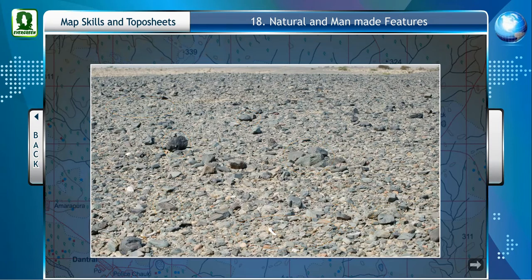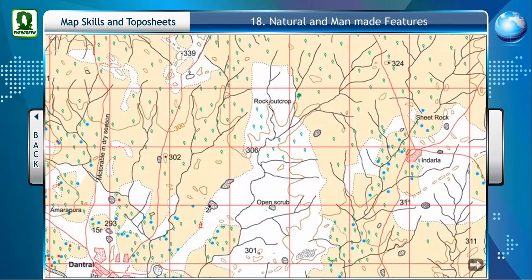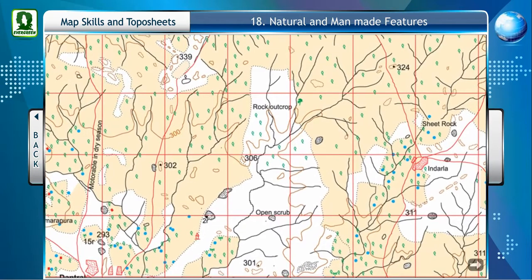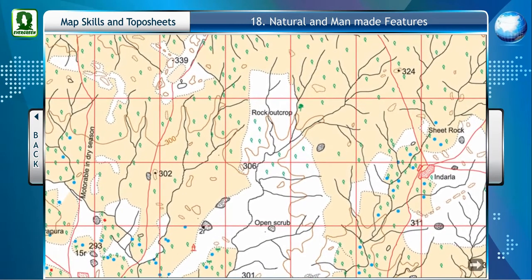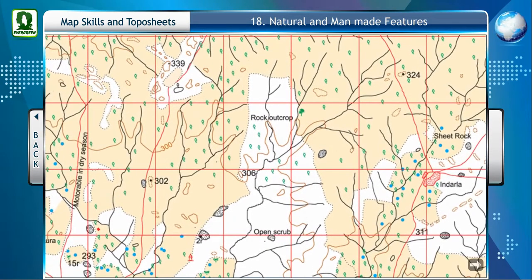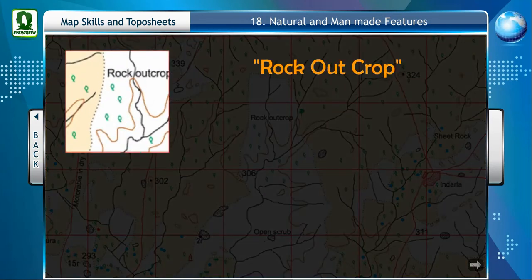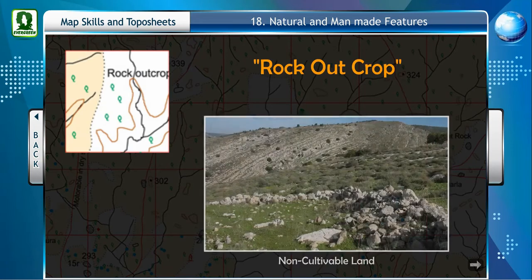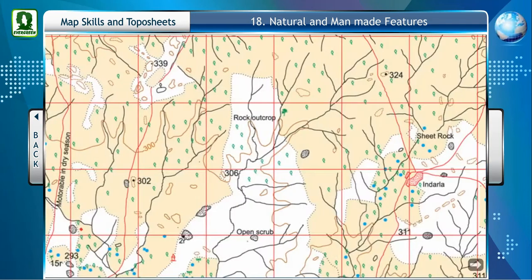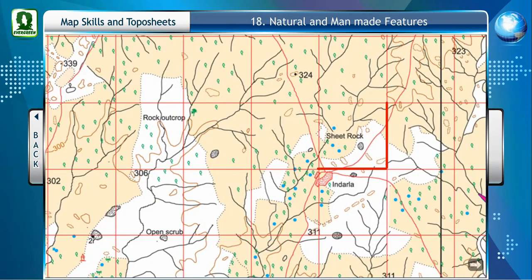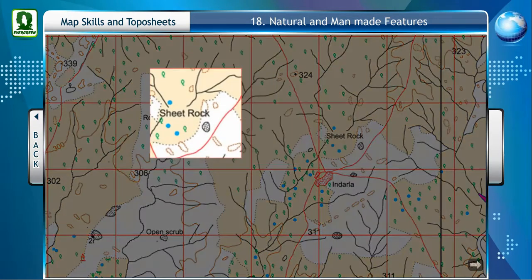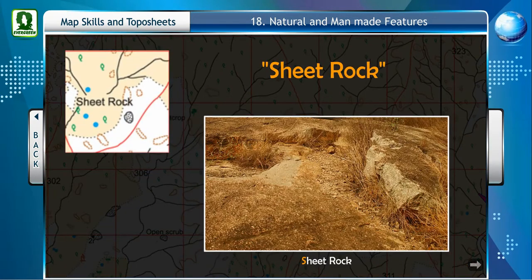To understand more clearly, let's observe a topo sheet. Look carefully at this topo sheet. See grid 0526. Here you can see a rock outcrop, which represents non-cultivable land usually found in semi-arid regions. Let's move to grid 0826. You can observe a sheet rock here.